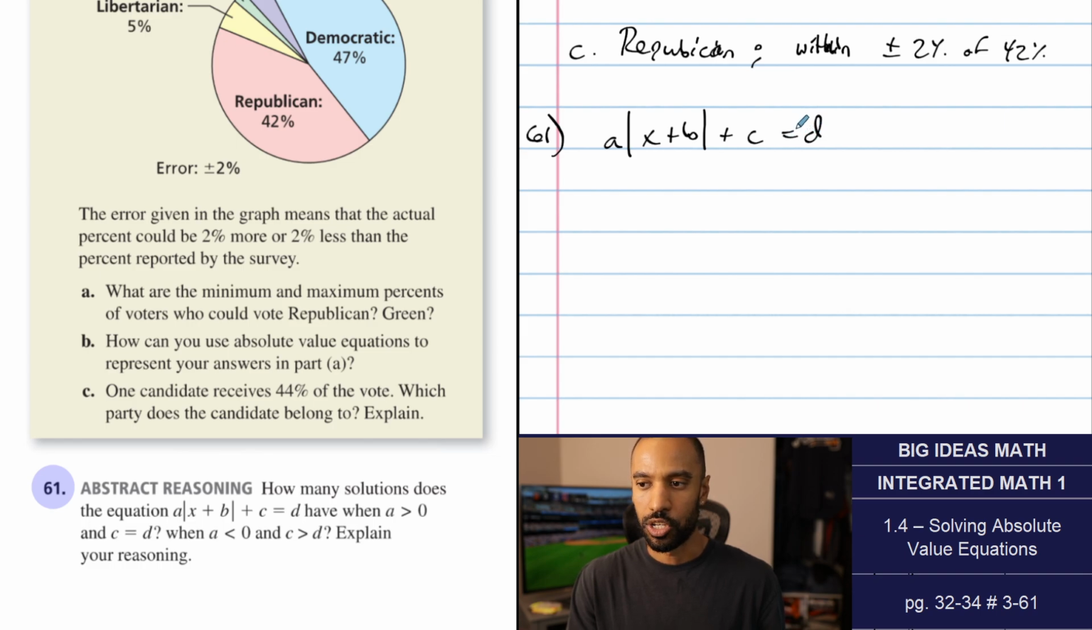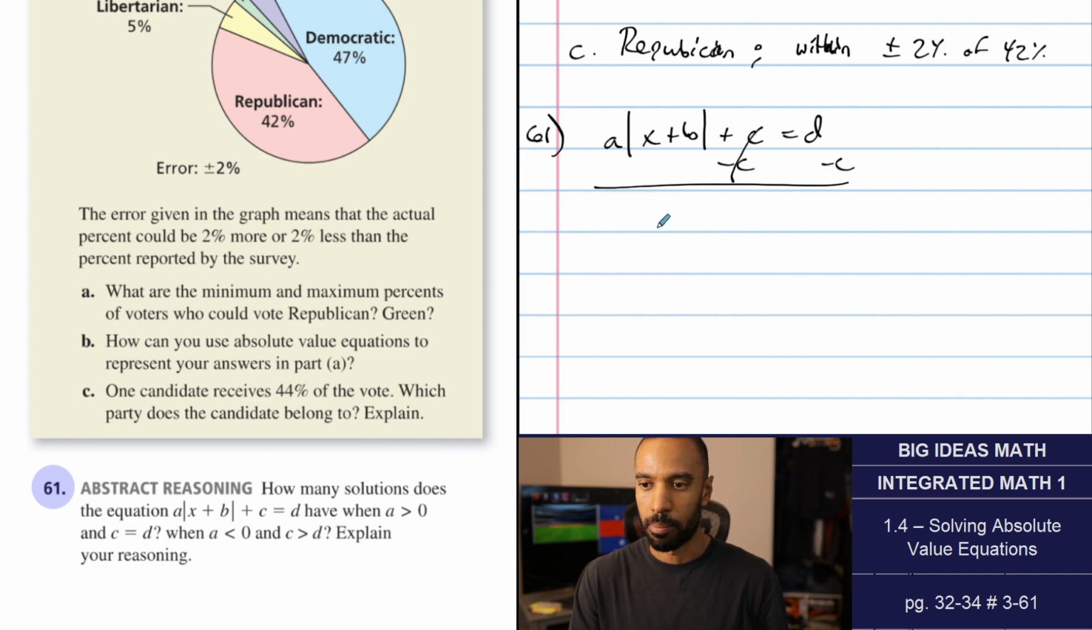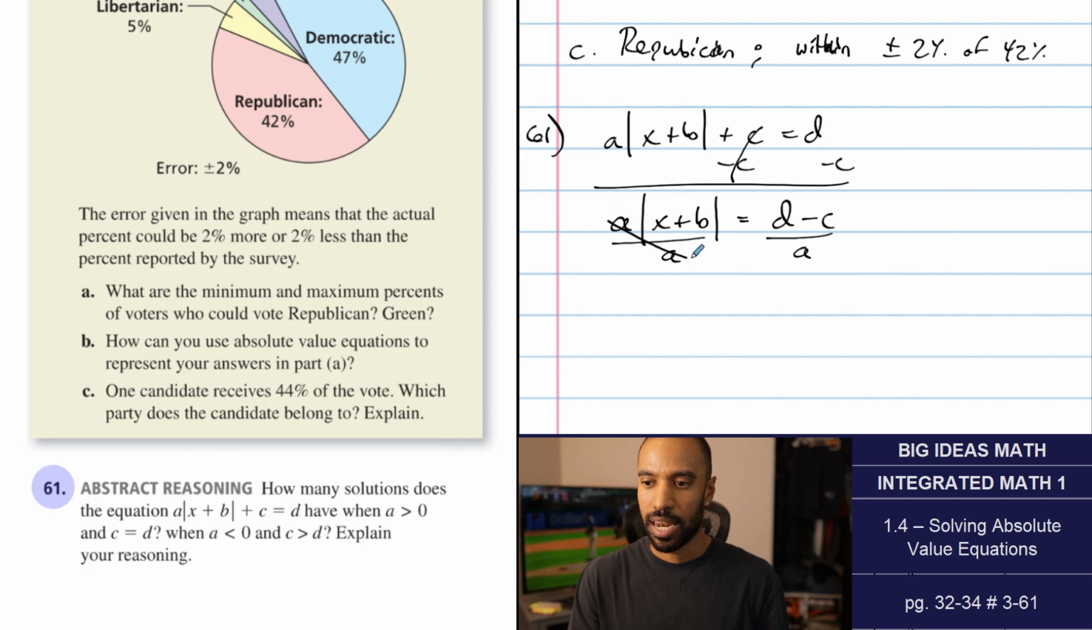What I want to do before I do anything on the a is greater than 0, all that stuff, is let's get this by itself, the x plus b portion. I'm going to subtract c from both sides like this. Remember, d and c don't combine, they're just separate. These are literal equations. And then I'm going to divide both sides by a. And then I have this equation here, absolute value of x plus b equals d minus c over a.